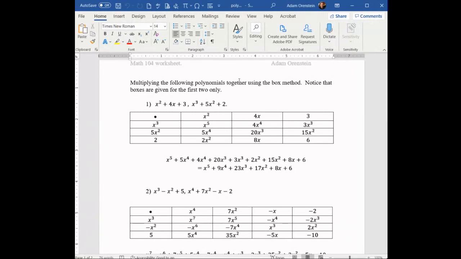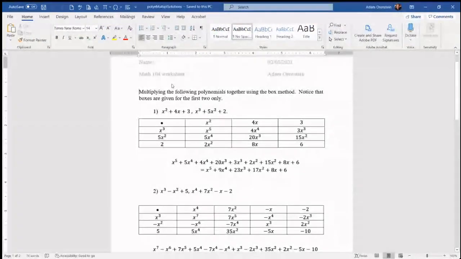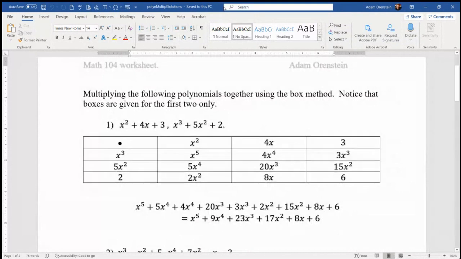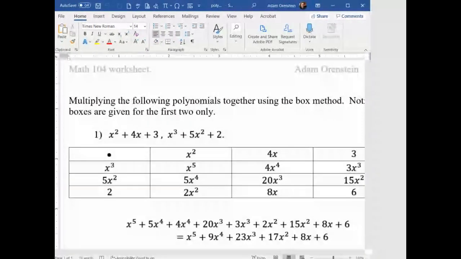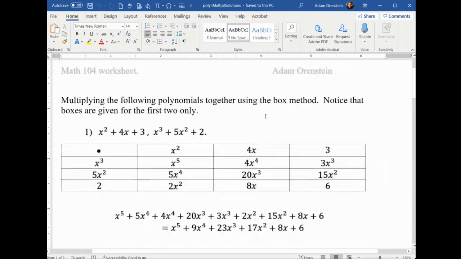Okay, so let me see if I can zoom in. There we go. Made it worse. All right. Okay. If you can't see something, like if it's blocked off, just let me know. I can always zoom out. Let me do that. There we go.